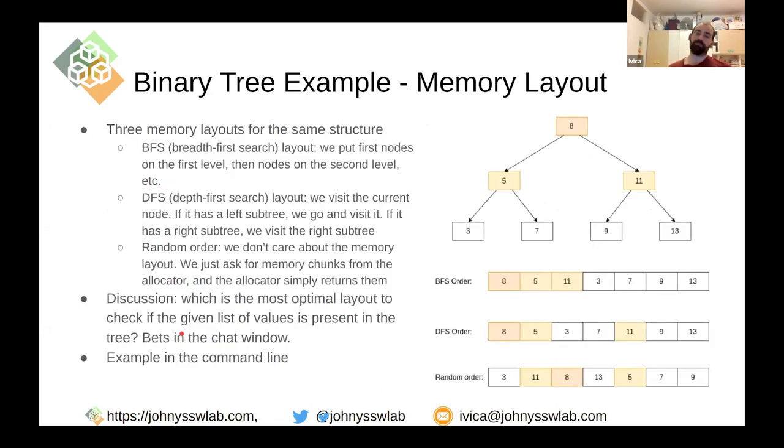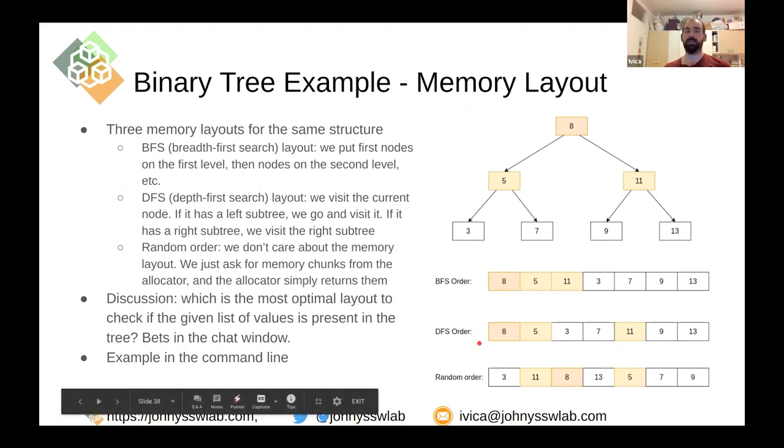If you have a look on the right side, this is a binary tree. Now you have three in-memory representations. One is the BFS order, so breadth first search. The other one is DFS order, depth first search. And the last one is a random order.